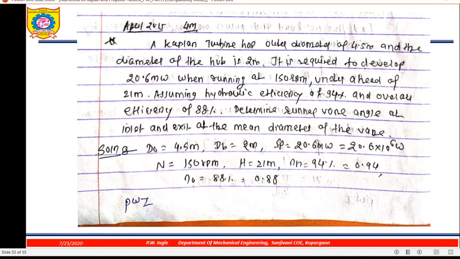A Kaplan turbine has outer diameter of 4.5 meter and the hub diameter is 2 meter. It is required to develop 20.6 megawatt power when running at 150 rpm under the head of 21 meter. Assuming hydraulic efficiency 94%, overall efficiency 88%. Determine runner blade angle at inlet and exit at the mean diameter. Okay, mean diameter.